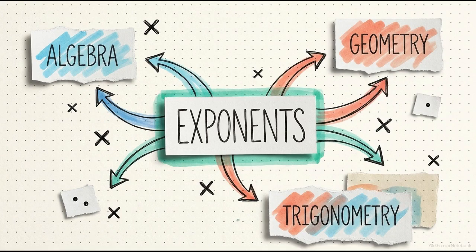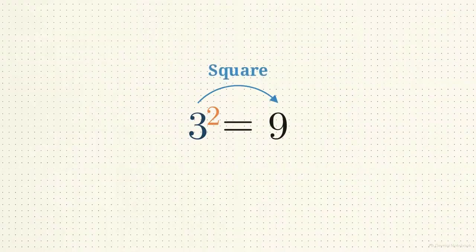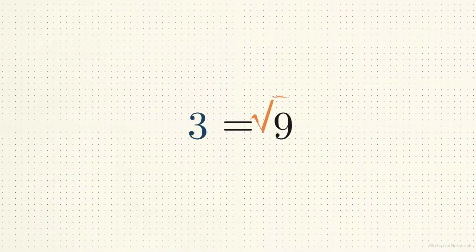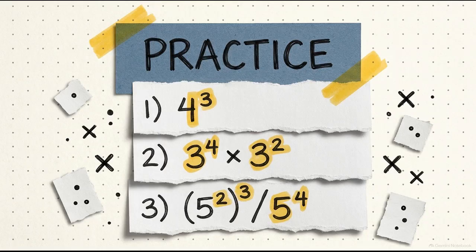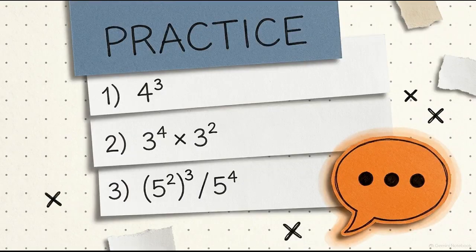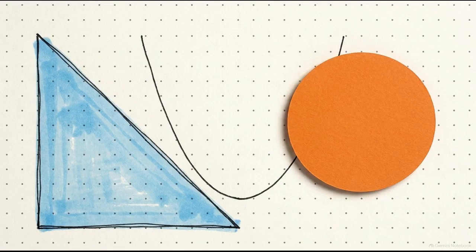Locking in these mechanics is a non-negotiable requirement for the math you are going to face next. For example, knowing how to square a number provides the conceptual foundation for square roots. A square root simply reverses the squaring process to find the original base. To make sure you have this foundation built, try solving these 3 practice problems on your screen right now and drop your final answers in the comments below. Mastering these mechanics provides the foundation for the patterns you will find in algebra, geometry, and trigonometry.